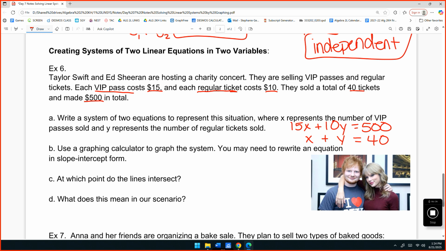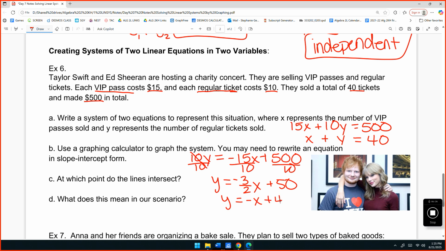If I want to get this first one in slope-intercept form, I would just subtract 15x. So 10y equals negative 15x plus 500. And then I would divide by 10. So that one is y equals negative 15 over 10, which is negative 3 over 2, and then 500 divided by 10 is 50. And then y equals negative x plus 40.